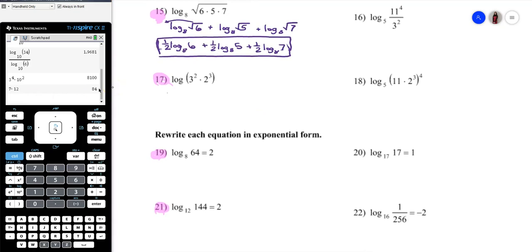Next one, this is a log base 10. We've got log of 3 squared plus log of 2 cubed. Those powers are going to move to the front as coefficients. 2 log 3 plus 3 log 2.